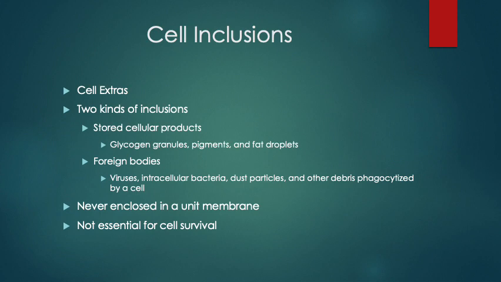They are never enclosed inside of a membrane, so they're always non-membranous, so they don't have their own membrane. And they're not essential for cell survival, so the cell does not need these things. In reality, foreign bodies are usually detrimental to the cell. If a virus gets into a cell, it can hijack the cell and take over the cell and use the cell to make more viruses or to make the body sicker. So usually we don't want these foreign bodies inside of our cells because they're not really good. We don't intend to have them in there. The stored cellular products, on the other hand, could be useful and could be good depending on what they are.